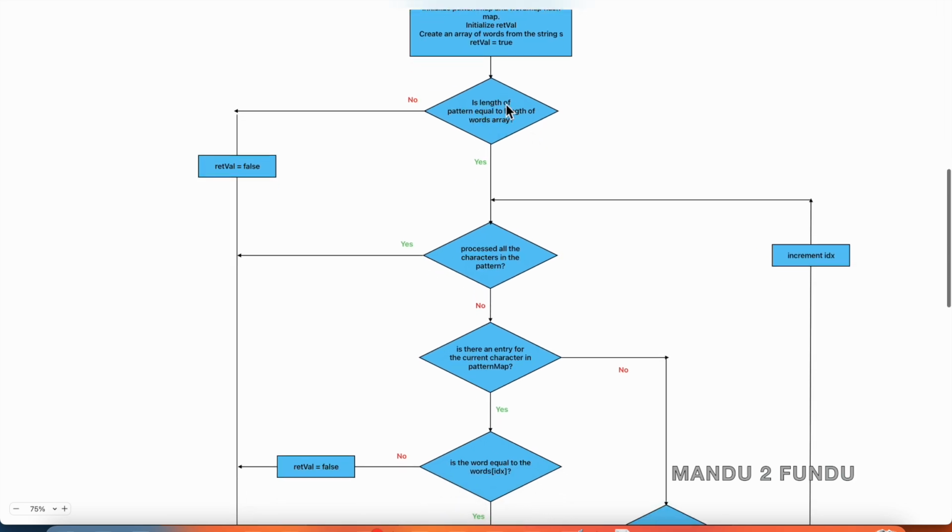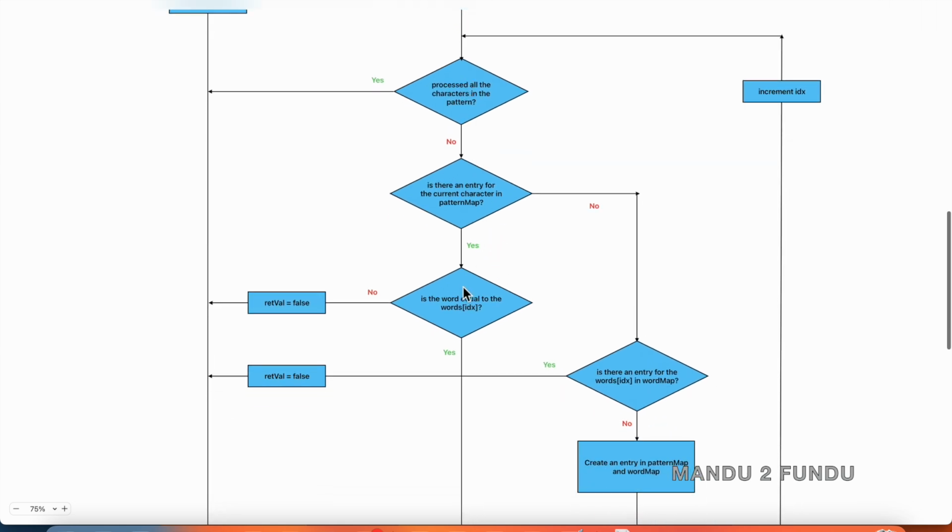Then we check whether the length of the pattern is equal to the length of the words array. If they are not matching, then the input string is not following the pattern, because each character in the pattern should match a word in the input string. So if the length is not equal, then we have to return false. Otherwise, we enter the for loop which traverses the characters in the pattern.